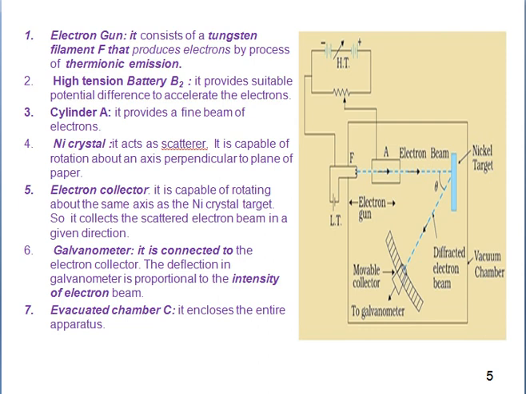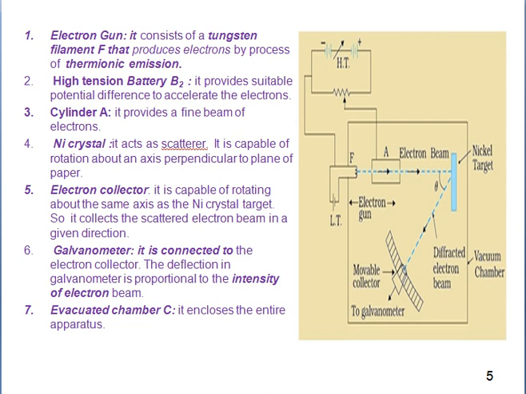Next, the nickel crystal, or nickel target. The nickel crystal acts as a scatterer, which means the incident electron beam will be scattered, perpendicular to the plane of the paper. Next, the electron collector. This is the movable collector or electron collector.